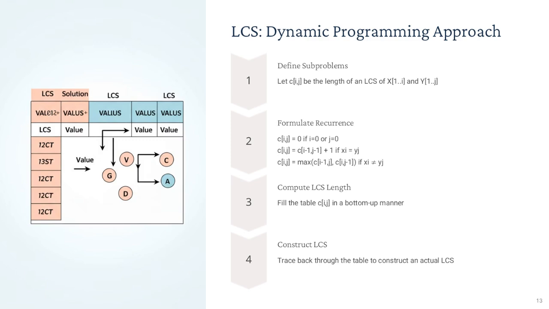Fill a table bottom up, where C[m][n] gives the LCS length. To reconstruct the LCS, trace back from C[m][n]. Move diagonally if characters match, or follow the larger value, left or up, if they don't. This algorithm efficiently computes the LCS with O(m times n) time complexity and provides both the length and sequence.